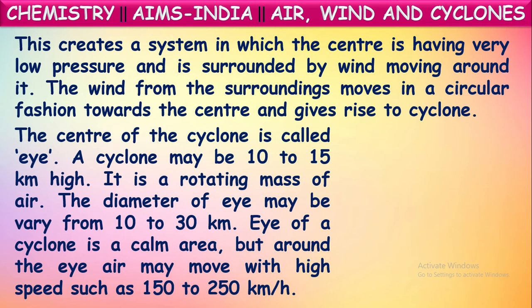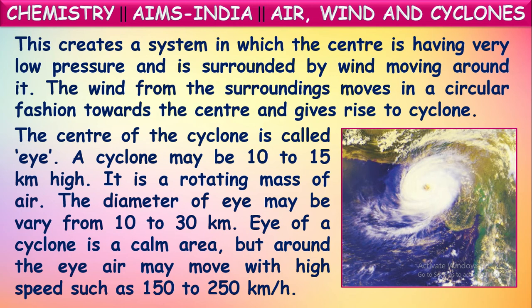the center of the cyclone is called the eye of the cyclone. A cyclone may be around 10 to 15 kilometers high from the ground. The center part where this air is in circulation motion is called the eye of the cyclone. So this cyclone may be around 10 to 15 kilometers high from the ground. It is a rotating mass of air. See here, a cyclone is just a rotating mass of air.